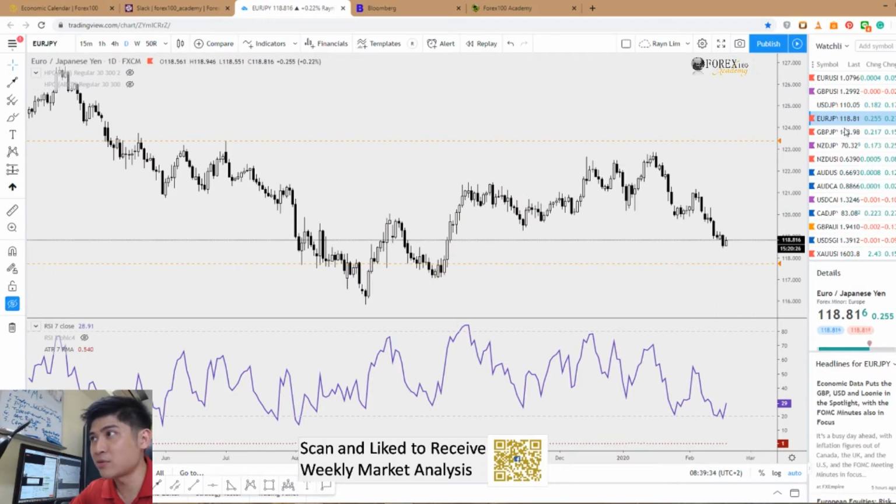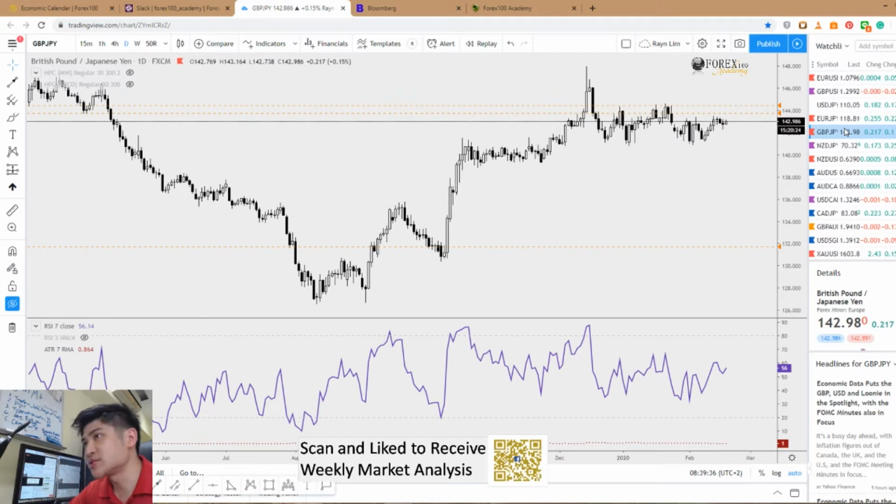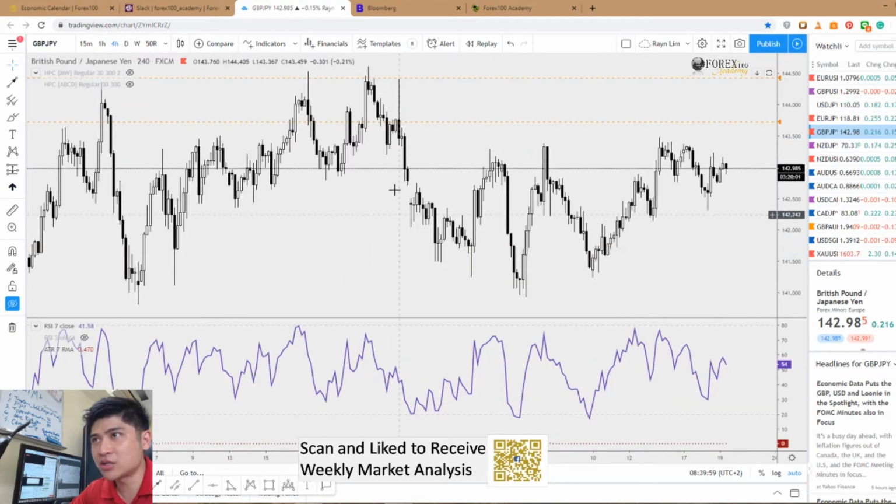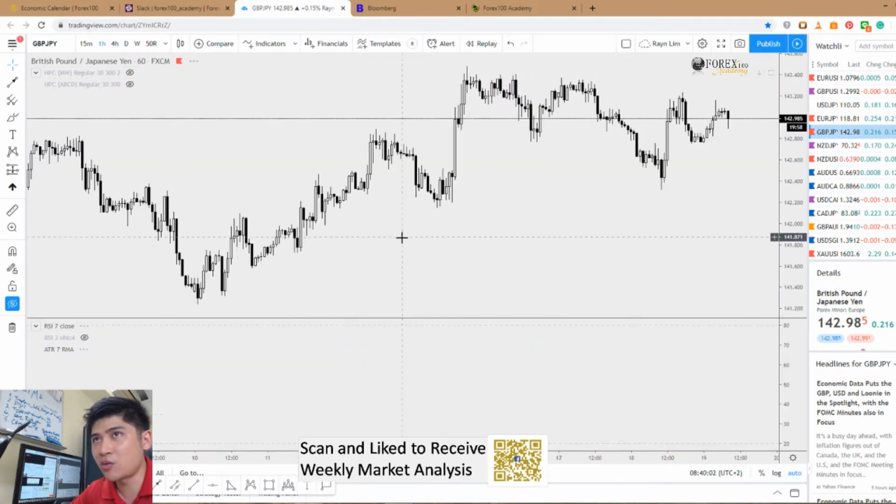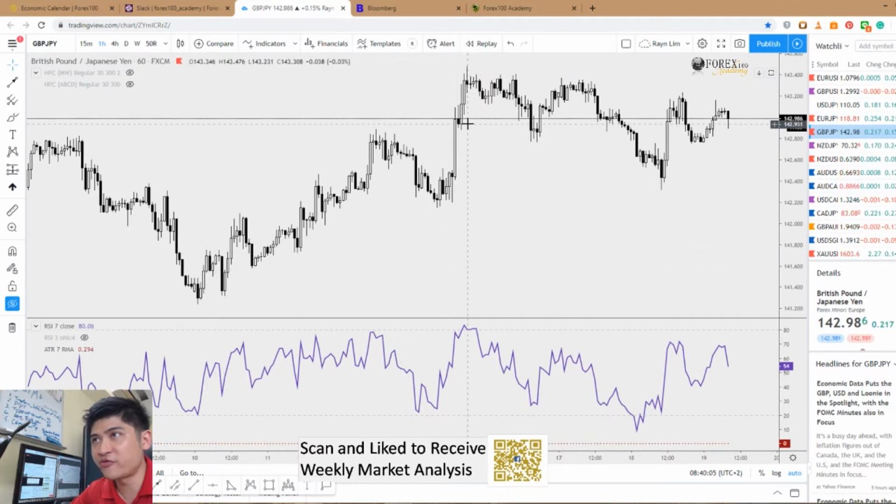Next pair, pound yen. All the pounds are very interesting pairs. At the moment I'm looking to long this pair, but just not quite comfortable yet, because of this consolidation over here. All right, so pound yen on the daily chart, bullish movement; to the 4 hour, sideways; to the 1 hour, bullish movement, break and close above the high, market came down.